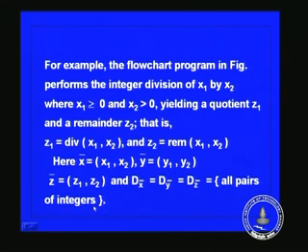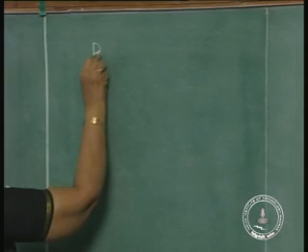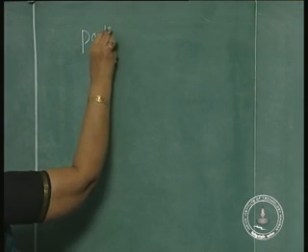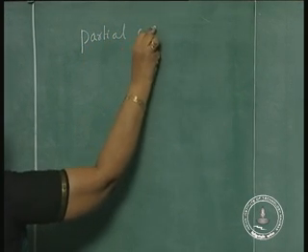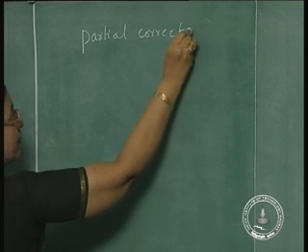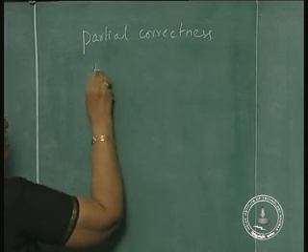Now, there are two aspects to proving a program works correctly. One is partial correctness, other is termination.